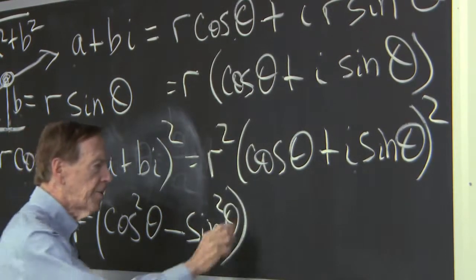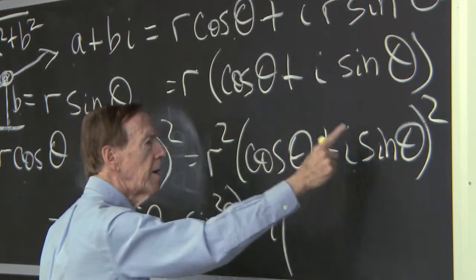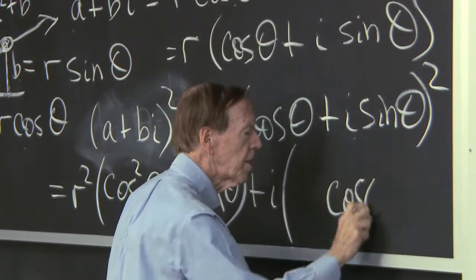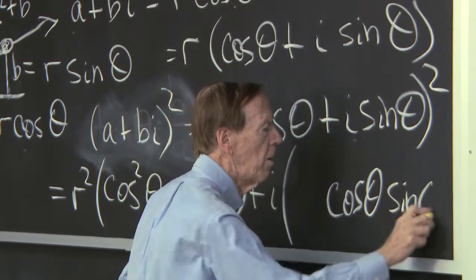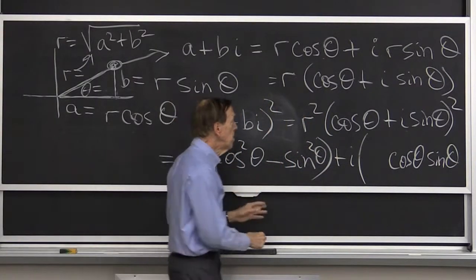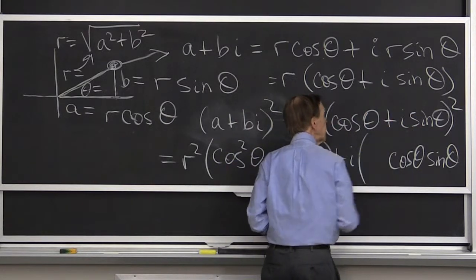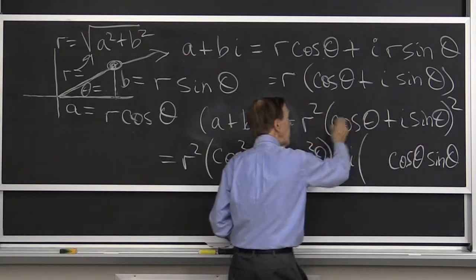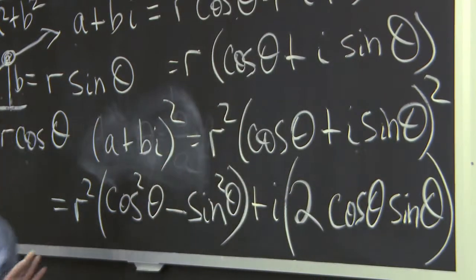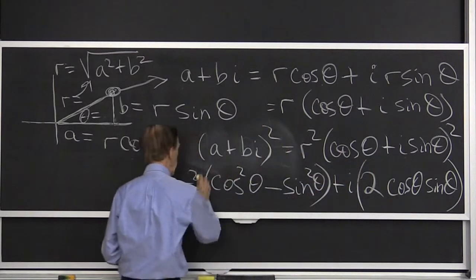And now I have the imaginary part. Cos theta times sine theta. Very good, I'll put that in. Cos theta, sine theta. And another one, right? Because I'm squaring. So I have this times itself. So a cos theta will multiply an i sine theta. And an i sine theta will multiply a cos theta. I have two of them. All right. Okay. So r squared multiplies all that.